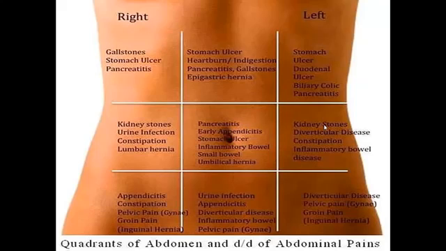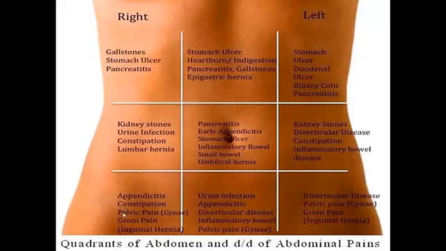Then we come to the left lumbar region. We're going to have kidney stones because the left kidney is present here. Diverticular disease because this is the area where we're going to have the descending colon and small intestine. Constipation and inflammatory bowel disease.